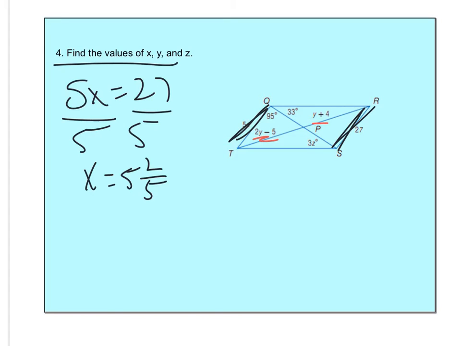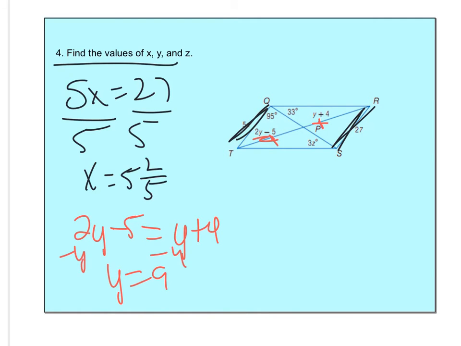For y, those are diagonals. The diagonals bisect, so they cut in half. So 2y minus 5 equals y plus 4. So, a little bit of work: subtract y, add 5, y equals 9.